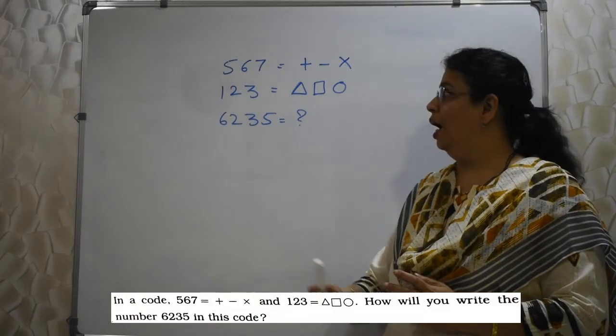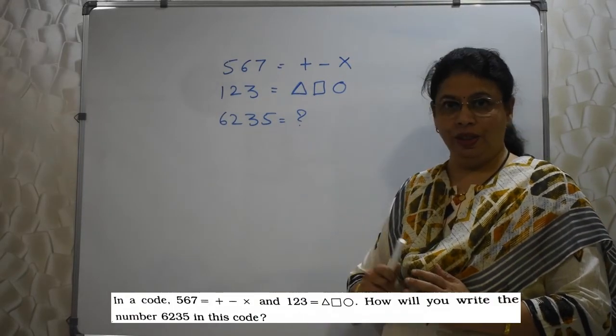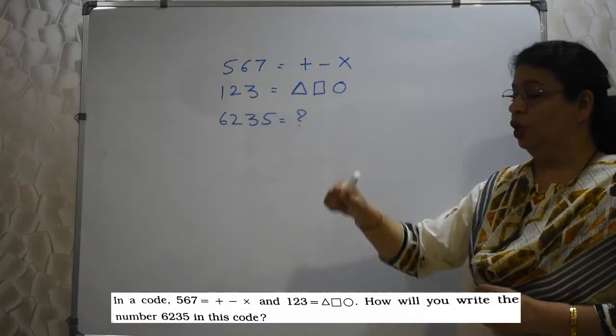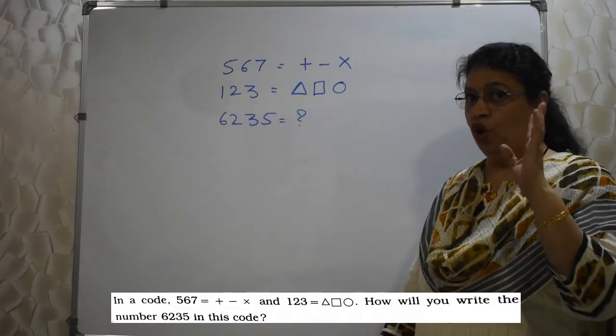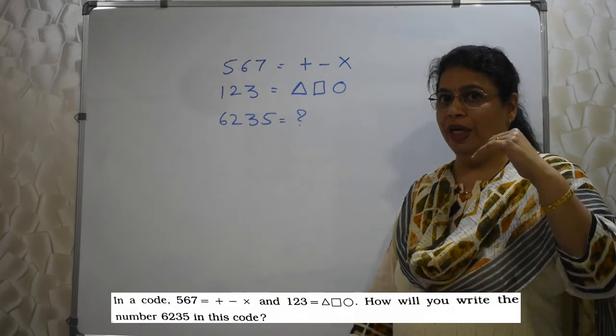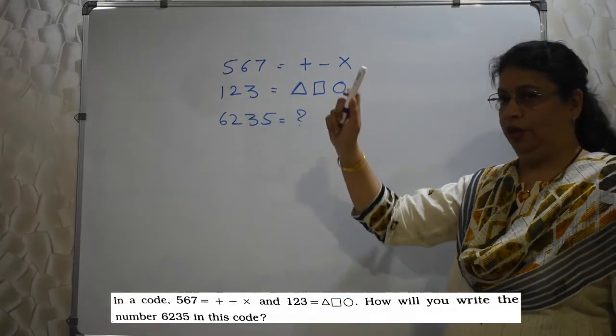See students, I have written whatever has been given to us in the question. See, 5, 6, 7 is this, 1, 2, 3 is this. Only 2 things are given, not 3. Normally 3 जब देते हैं तब हम लोग common निकालते हैं. Here only 2 things are given.